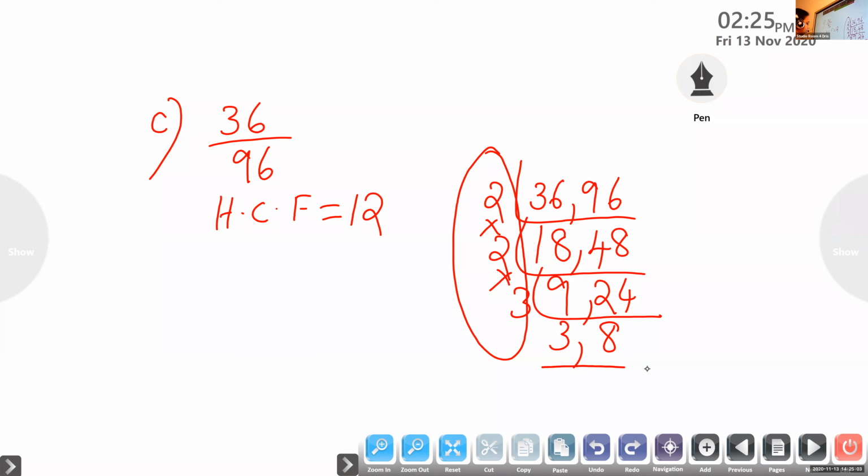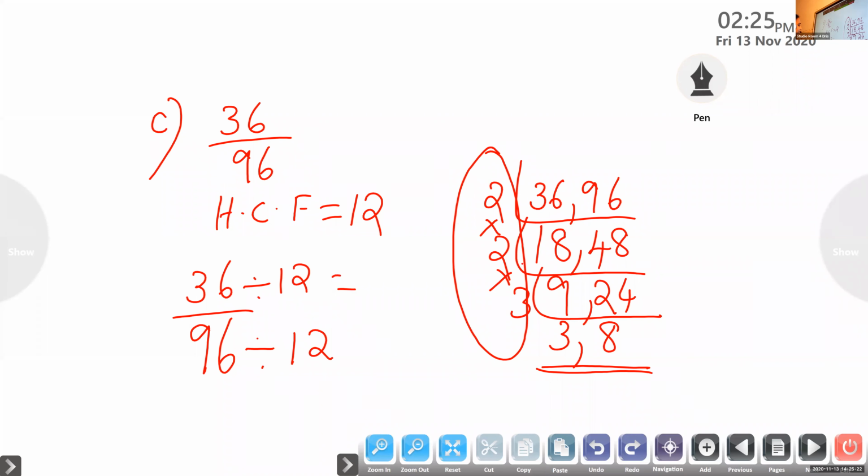Now children, look here. We can see 3 and 8. When you divide 36 by 96, you can divide by 12 here and 12 here also. When you divide it by 12, you will get 3, the numerator, and when you divide here, you will get 8. So 3 by 8. You can check from here also. Okay, children, now do question number D.